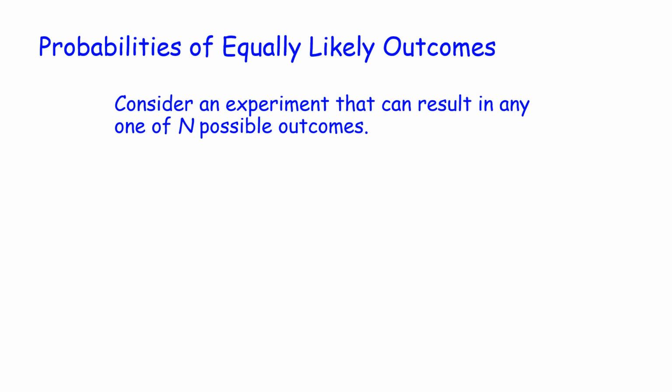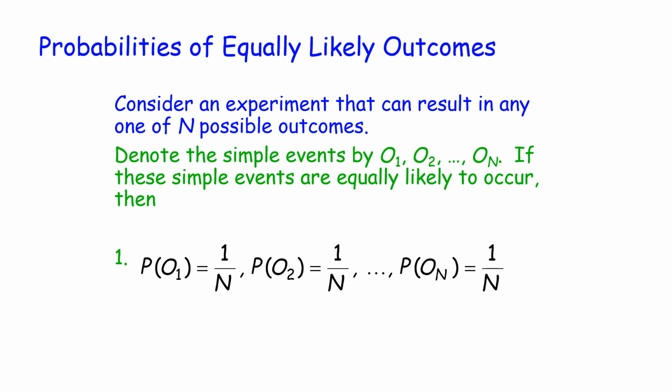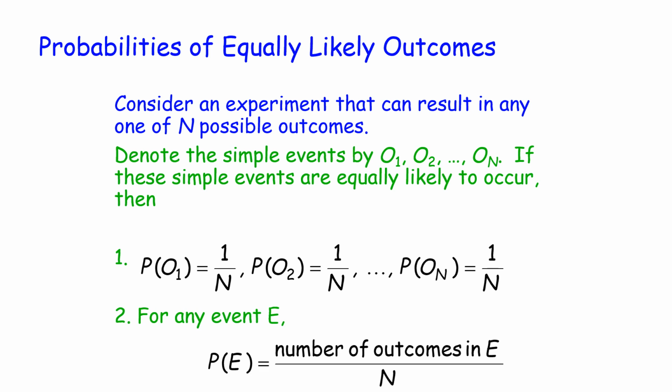Probabilities of equally likely outcomes. Consider an experiment that can result in any one of n possible outcomes. So we're going to denote the simple events by O sub 1, O sub 2, all the way to O sub n. Now, if these simple events are equally likely to occur, then we're able to say that the probability of O sub 1 is 1 over n, and the probability of O sub 2 is 1 over n, all the way up to the probability of O sub n being 1 over n. So for any event E, we can say the probability of E is the number of outcomes in E divided by n, which is our number of possible outcomes.